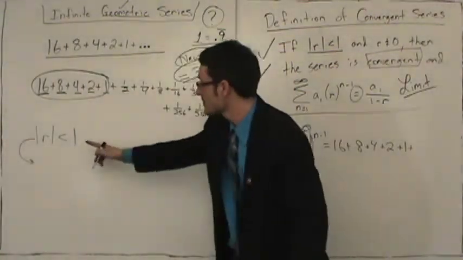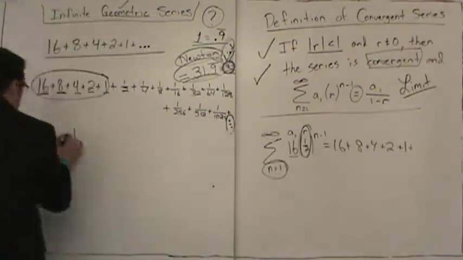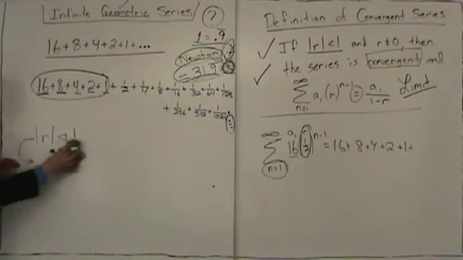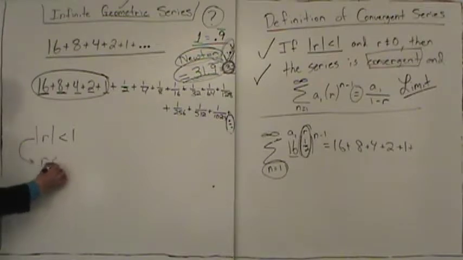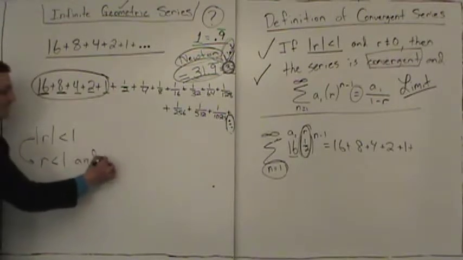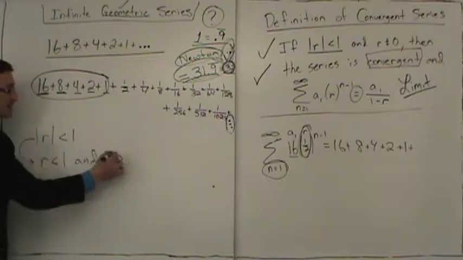Is this an and statement or an or statement? Hopefully you say this is and, because we can make an a out of it. This is an and statement. So absolute value of r is less than 1, we write two inequalities. R is less than 1 and what? And r is greater than its opposite. 1 becomes what? Negative 1.